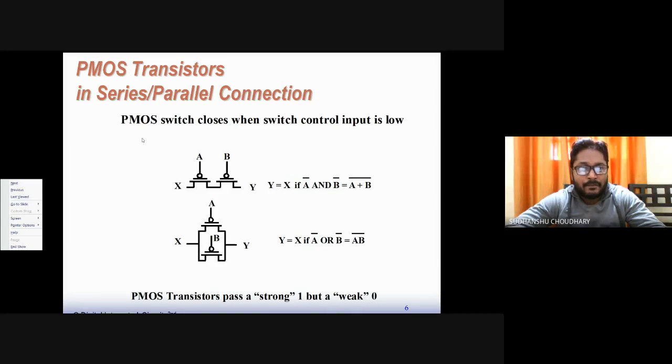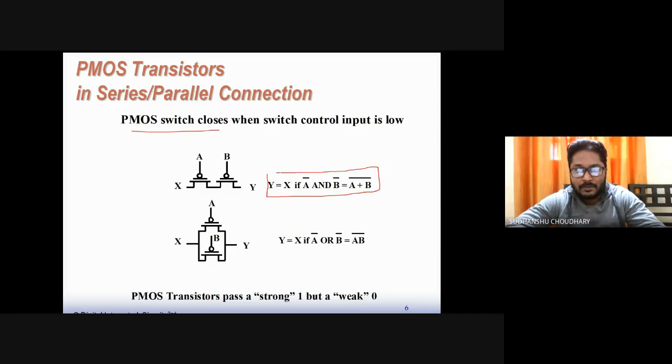Then similarly, if we talk about PMOS switches in series and parallel, we find that when PMOS are connected in series, for example this, this implements a NOR gate, right? So PMOS in series represents a NOR gate, that is, the output would be equal to X only if A bar and B bar is true, that is, A plus B whole bar is true, right? So this represents a NOR gate.